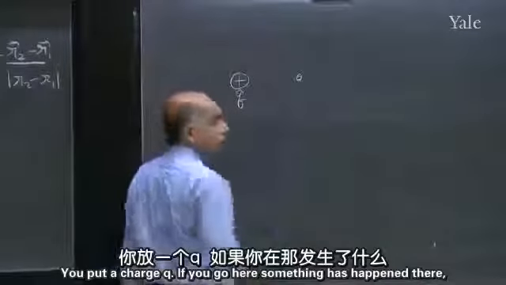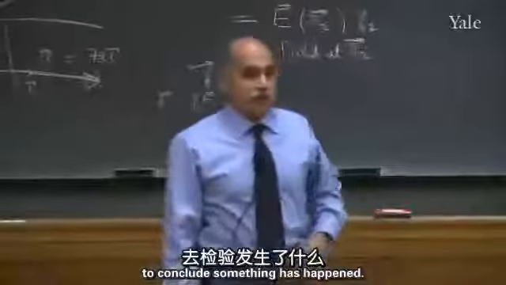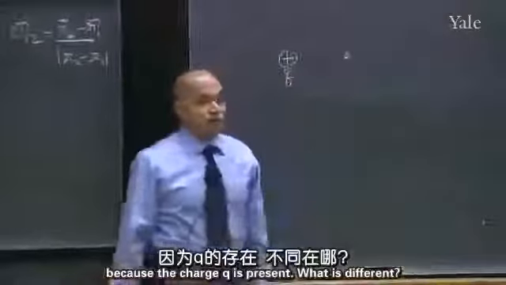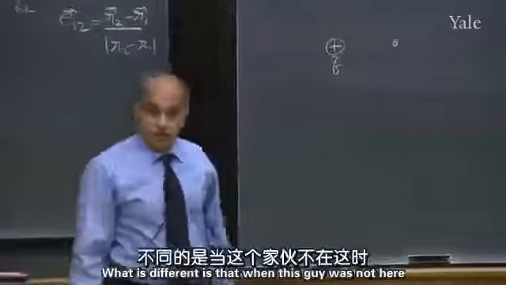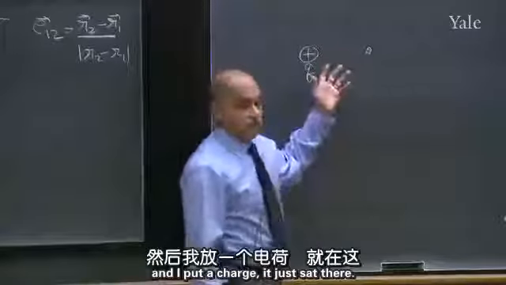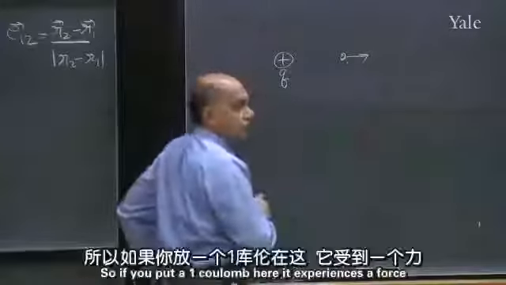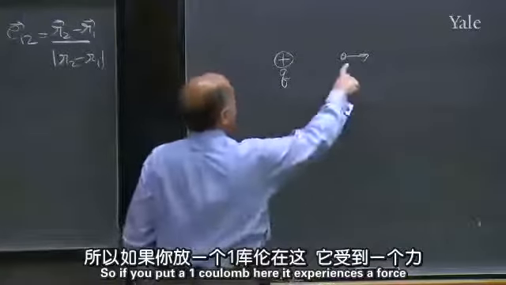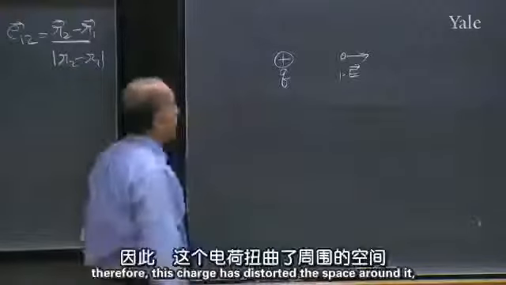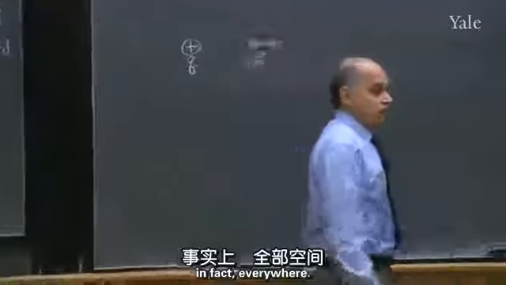If you go here, something has happened there, see? You don't need to put a second charge there to conclude something has happened. Something really is different at this location because the charge Q is present. What is different is that when this guy was not here, and I put a charge, it just sat there, whereas when this guy is here, and I put a charge, it experiences a force. So if I put a 1 coulomb here, it experiences a force, which is 1 times the field at that point. Therefore, this charge has distorted the space around it, in fact, everywhere.